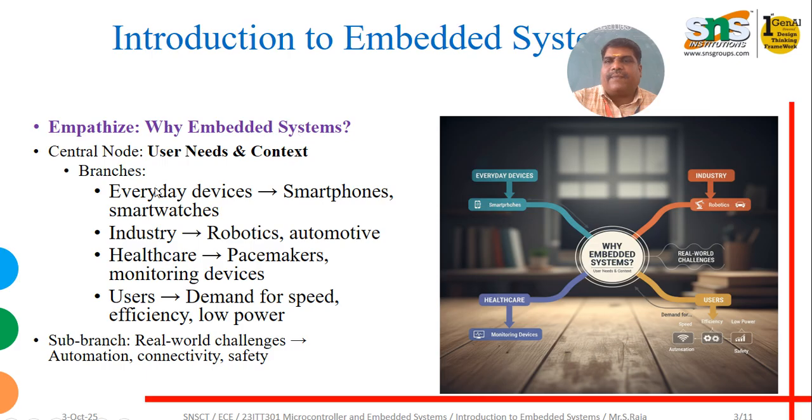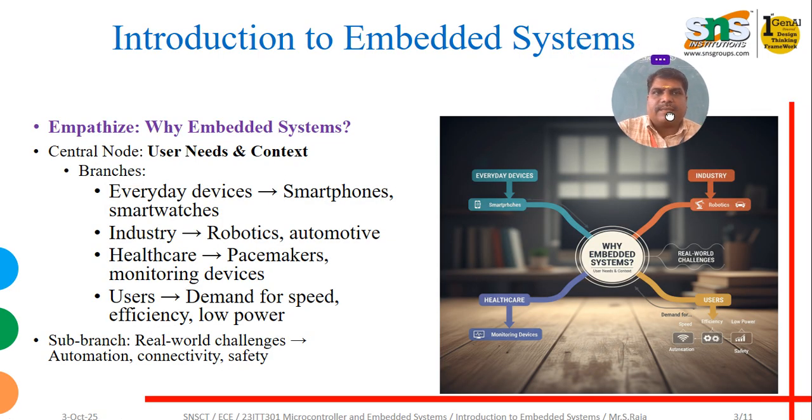Why embedded system? The central node is the user needs and context. Branches are everyday users, like smartphones and smart watches. Industry are robotics and automotives. Healthcare are pacemakers and monitoring devices. The users demand speed, efficiency, and low power. The sub-branches are real-world challenges, which are automation, connectivity, and safety. So this figure also shows how the design thinking empathize phase is implemented in the embedded system field.